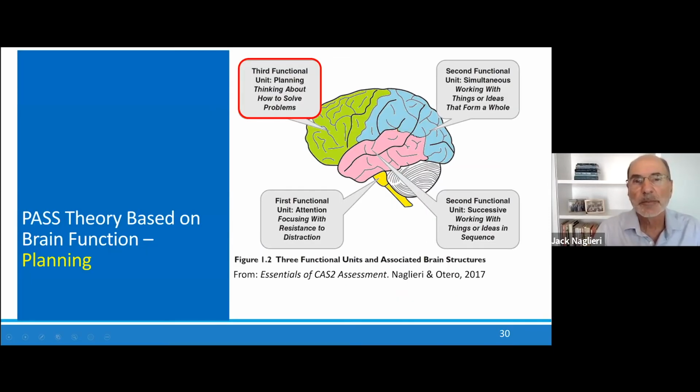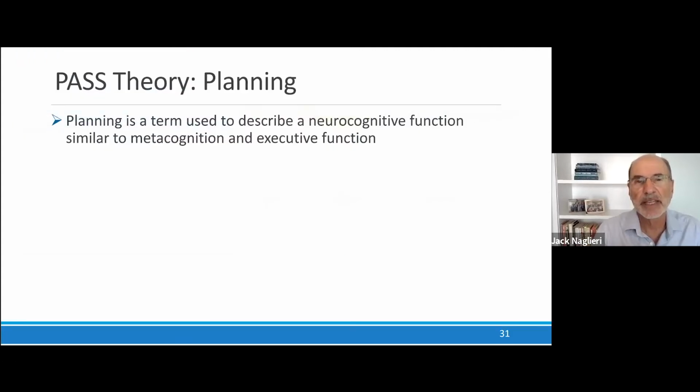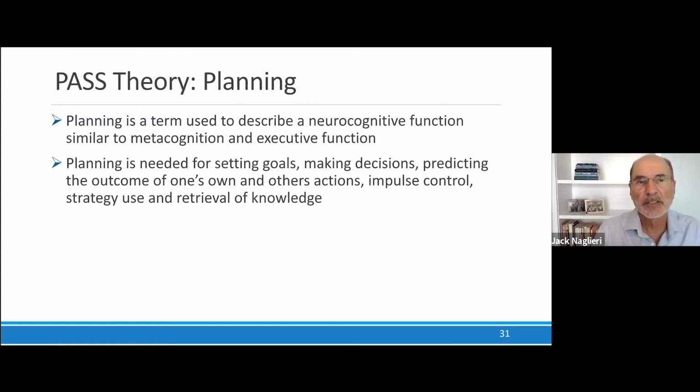So let's talk a little bit about the P in planning, in the PASS theory. It's a term used to describe what I like to call neurocognitive functions. Because when we built the CAS, we really were merging cognitive psychology and neuropsychology. And these are similar. Planning is a similar concept to executive function, metacognition, those kinds of terms that we've dealt with for a long time. Frontal lobe, you know the story of Phineas Gage and all that.